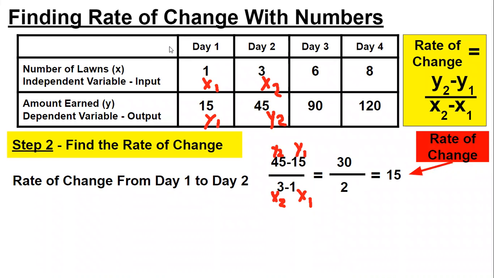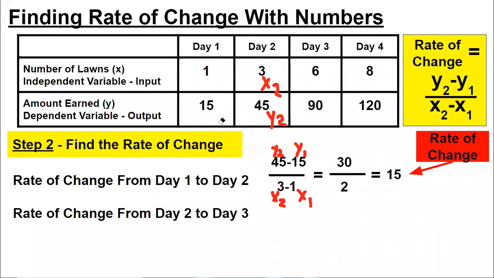Now we have to do the same thing for day 2 to day 3. So I have to change my x2s and my y2s and all that stuff. So I'm going to erase this because we're not using day 1 anymore. And I'm going to change day 2's numbers. So this will become my x1. This will become my y1. This will become my x2. And this one will become my y2. And then I can get rid of these now. And we put them into the formula.